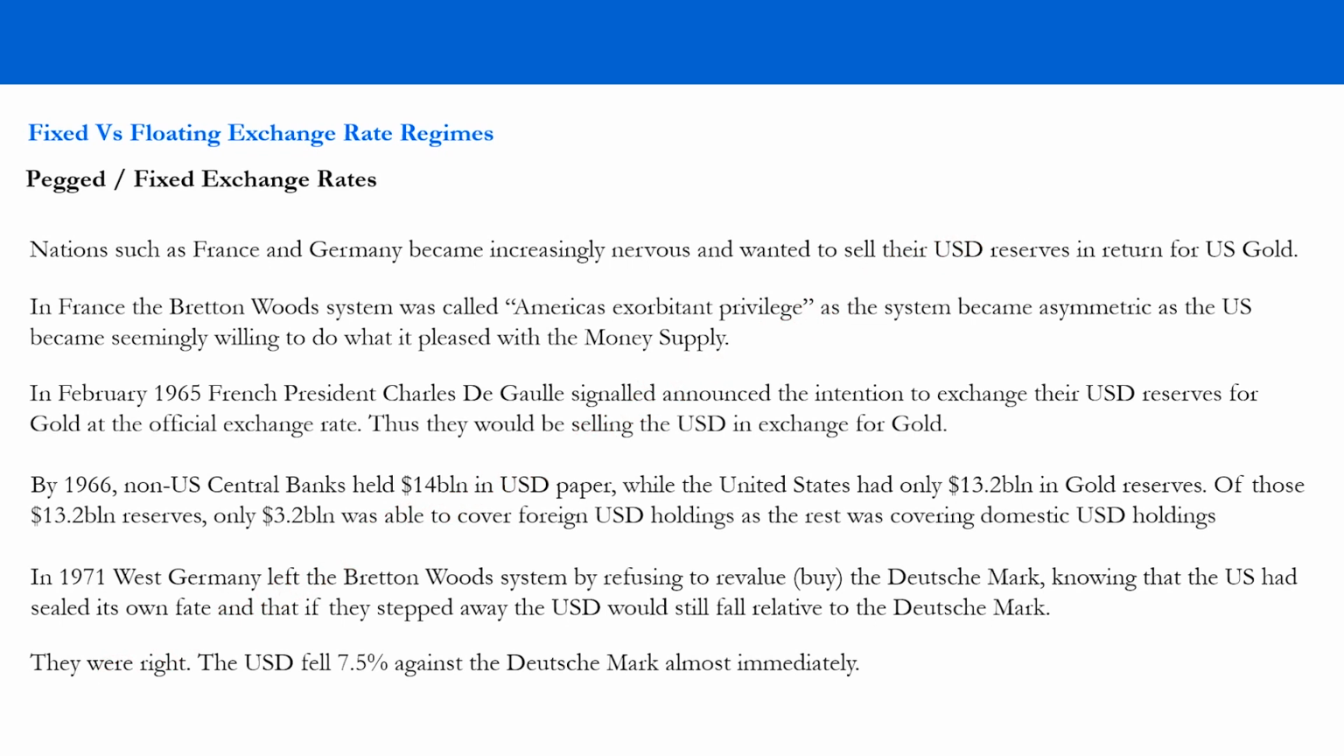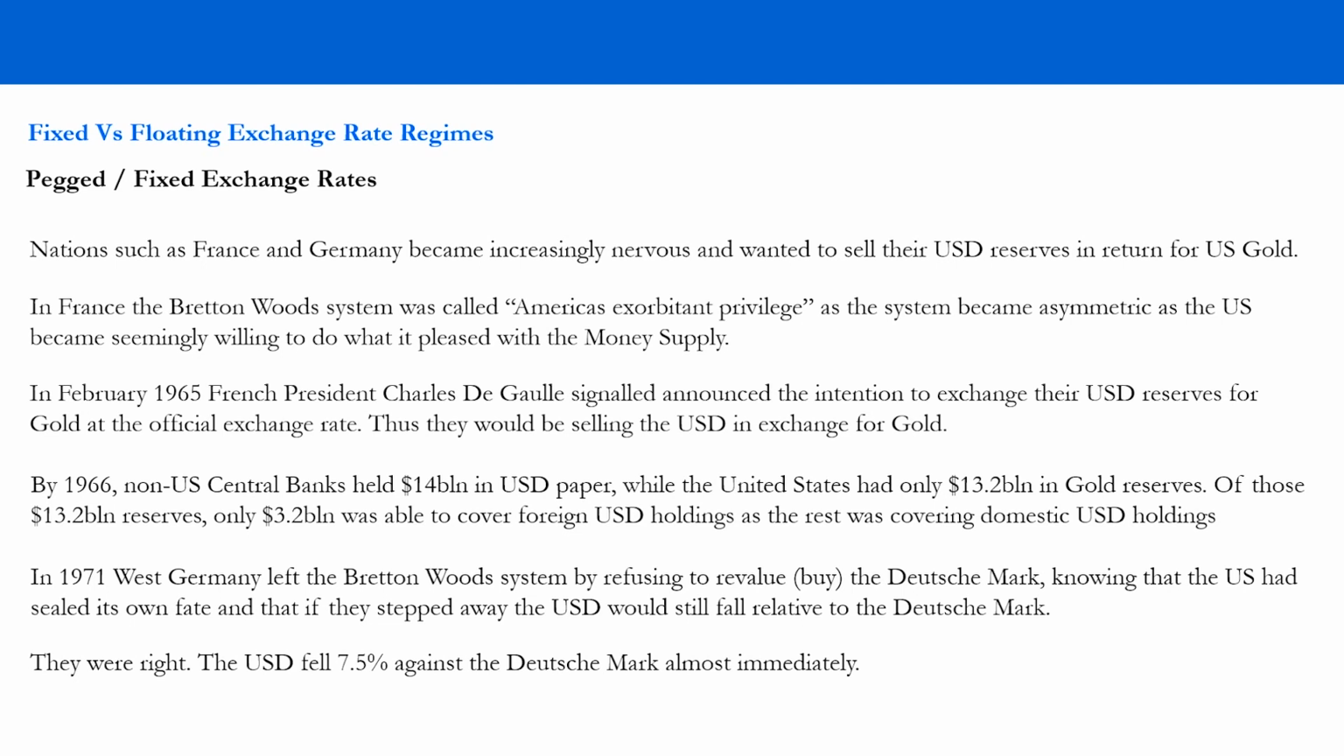And the system was really tested later on in the early 70s because West Germany decided that they wanted to leave the Bretton Woods system. They did this by basically refusing to revalue the Deutschmark, knowing that the US had sealed its own fate, and that if they stepped away, then the US dollar would fall relative to the Deutschmark. And they were actually right.